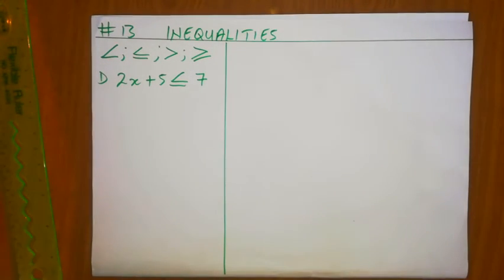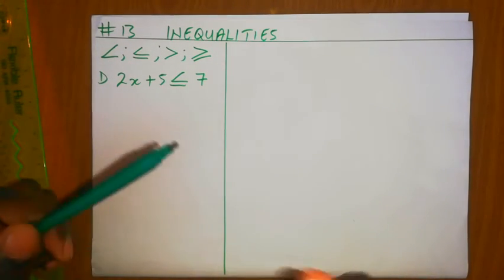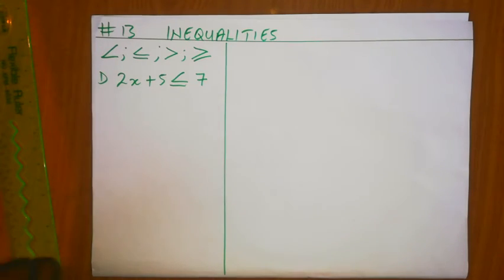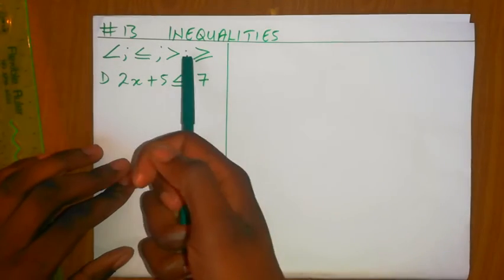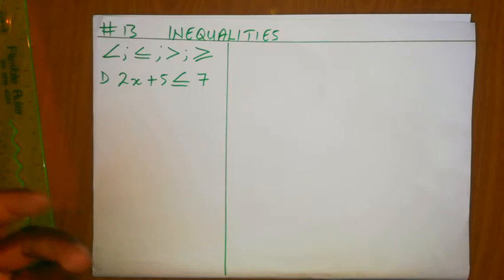Good day everyone. Today we are doing inequalities. What you have to know is that if you are doing inequalities, we have got these signs that we are going to be dealing with. We've got our less than or equal to, less than, greater than or equal to. These signs are treated the same way as an equal sign.